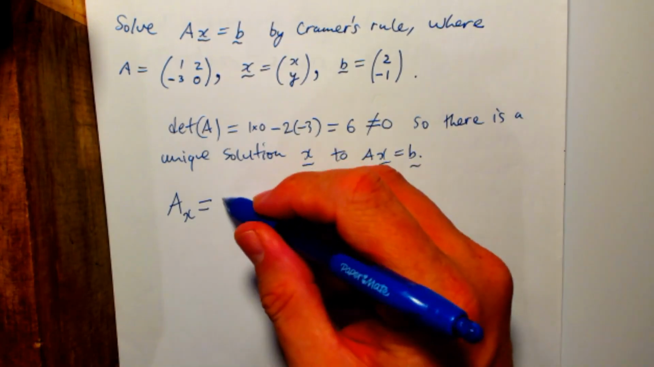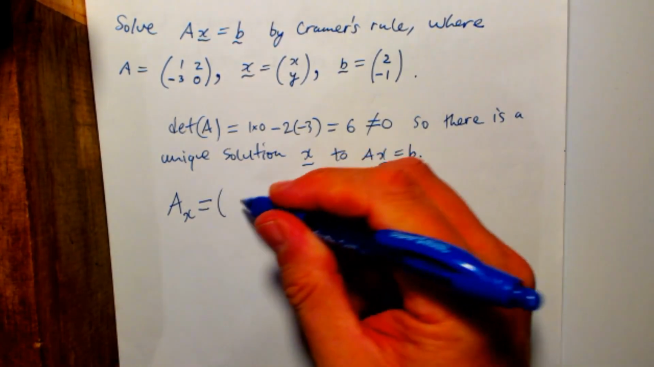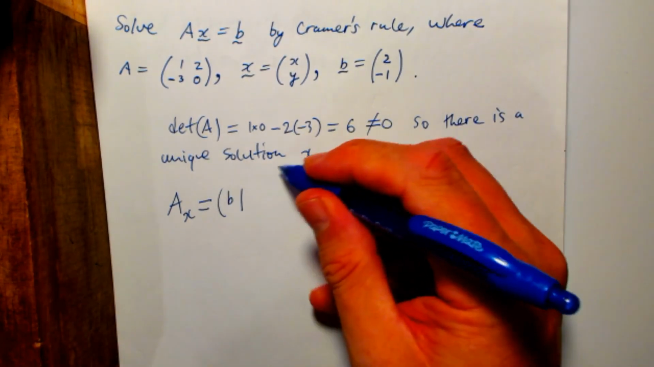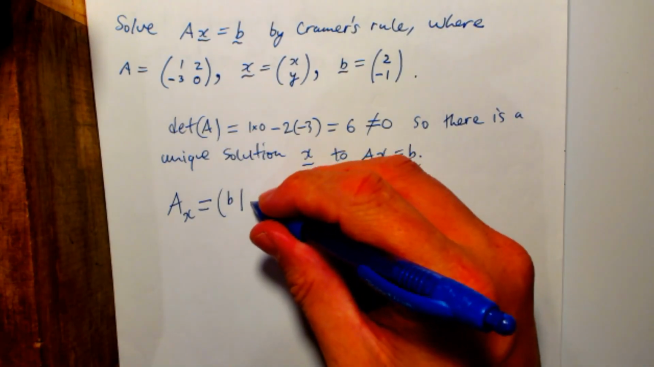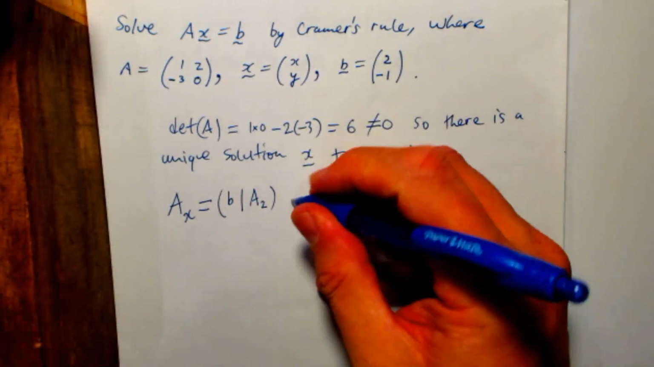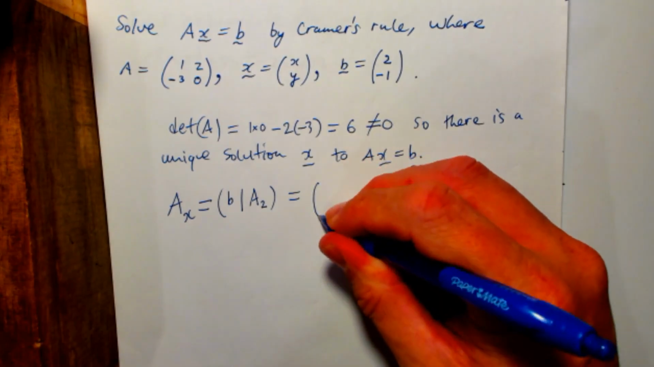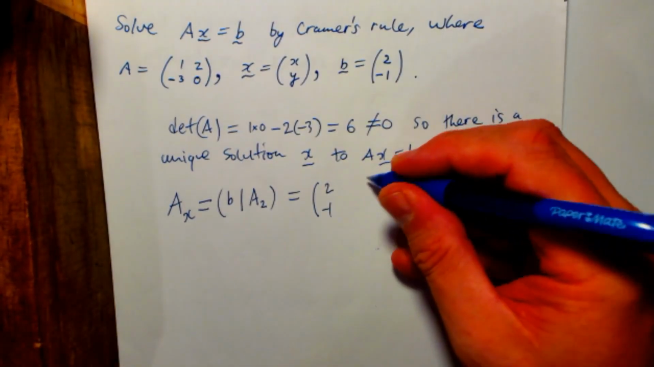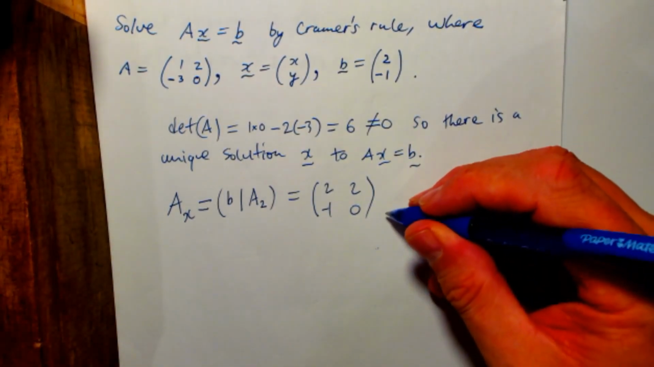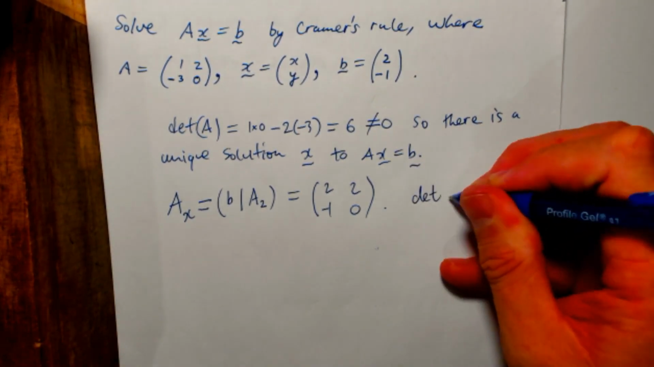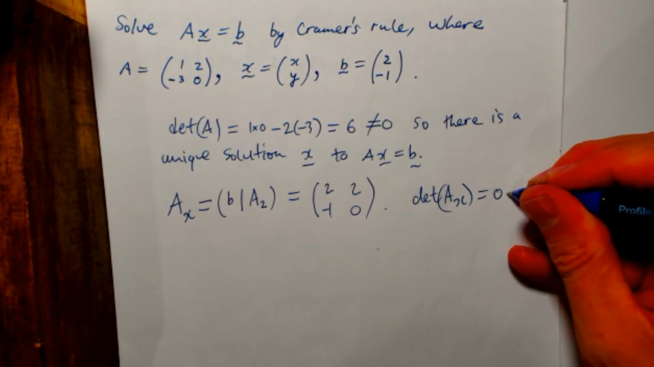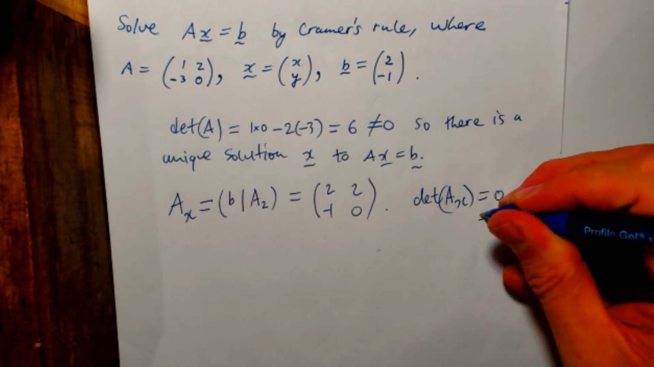calculate this matrix A subscript x, obtained by replacing the x column with b and the y column just the same. So I'll put A subscript 2 for the second column of this. Okay, so this is (2, -1), and then that column is (2, 0). And then we want to calculate the determinant of that matrix as well. So that's 0 minus 2, which is 2.